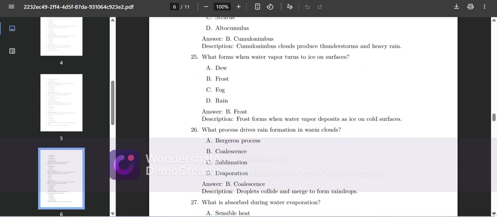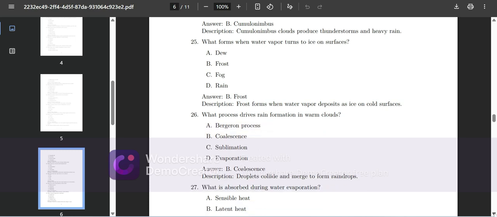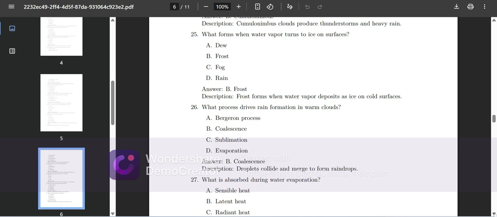What forms when water vapor turns to ice on a surface? Frost. Frost forms when water vapor deposits as ice on a cold surface. What process drives rain formation in warm clouds? Coalescence. Droplets collide and merge to form raindrops.